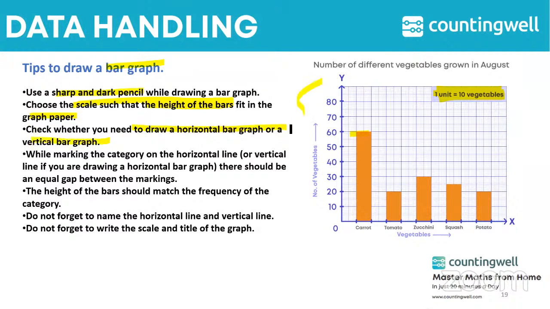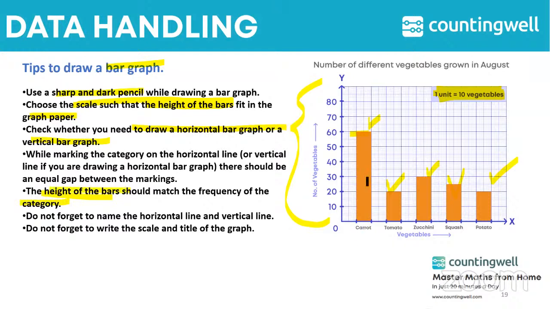So vertical bar graphs are required when there are a large number of categories. So here we have 1, 2, 3, 4, 5 categories. But if you have 10 categories, then you have to choose a vertical line. The height of the bar should match the frequency of the category.